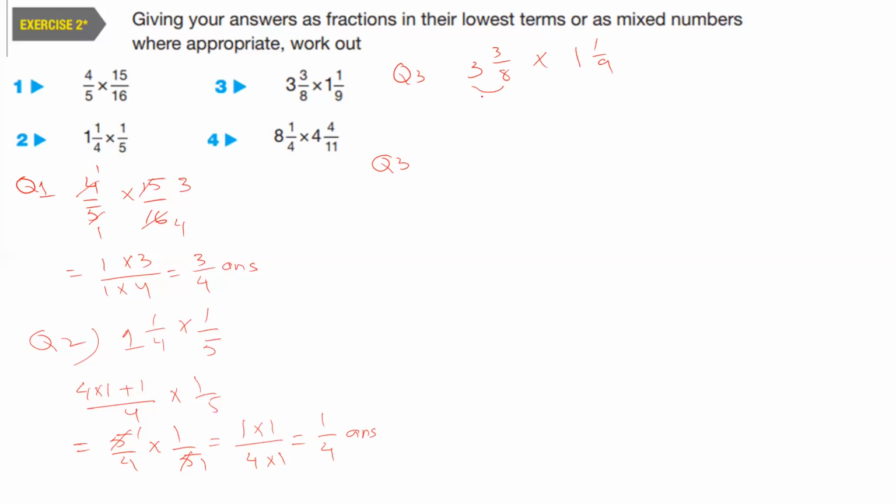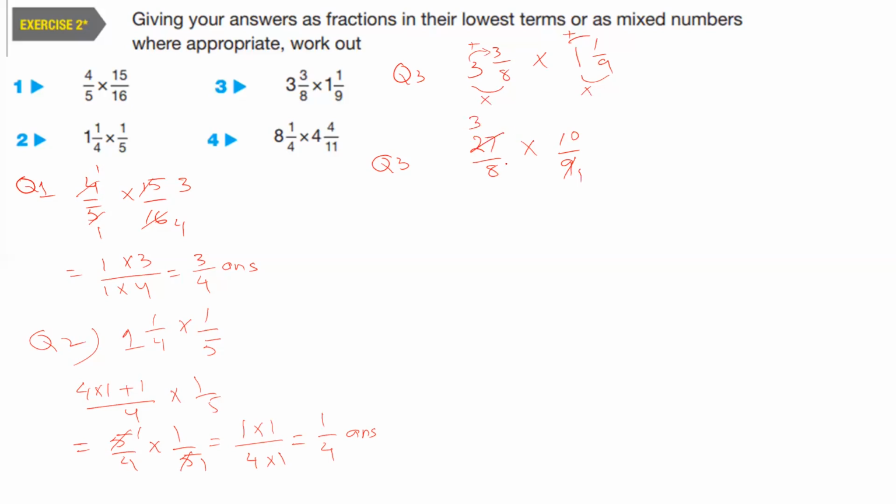Now we multiply 8 by 3. We got here 8 times 3 is 24. 24 plus 3, we add the numerator. So 8 times 3 is 24, plus 3 is 27. So it will be 27 upon 8 times 9 times 1 is 9, 9 plus 1 is 10. So 10 upon 9. Now we simplify it, reading the times table for 9. 9 times 1 is 9. 9 times 3 is 27.